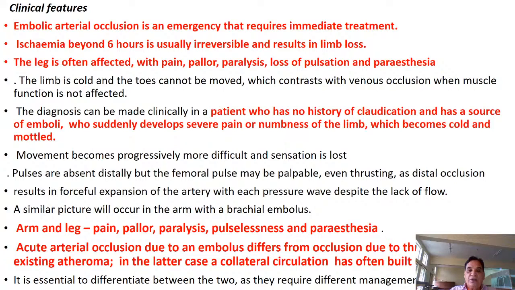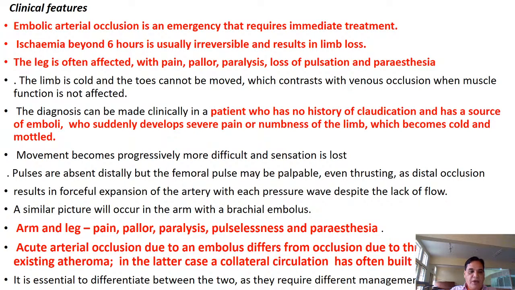The limb is very cold and the toes cannot be moved. The diagnosis can be made clinically whenever the patient, without a history of claudication, has a source of emboli, like a cardiac embolization or long-standing calf muscle thrombus. That means emboli from the calf are also an equally common cause. A patient who suddenly develops severe pain and numbness of the limb, which becomes cold and mottled, is diagnostic of ALI.